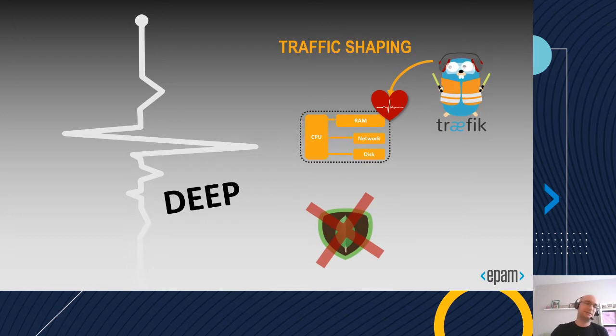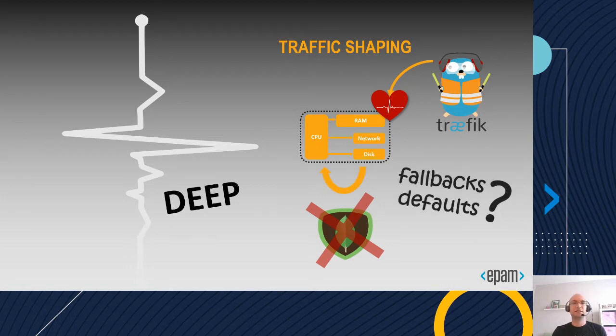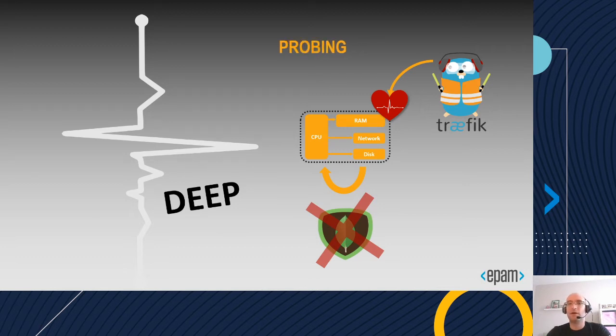Okay, I said that it's important to consider different kinds of health check implementations if I have other fault tolerant patterns. So let's say again, the database is down. If I'm doing traffic shaping and have some kind of fallback and defaults, does this mean that this instance is healthy? Does this mean that this instance is not healthy? So one of the solutions for this problem is using probing.